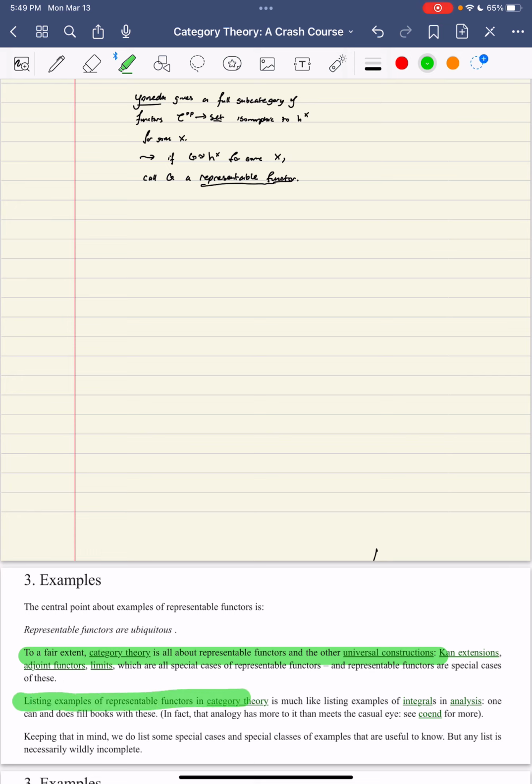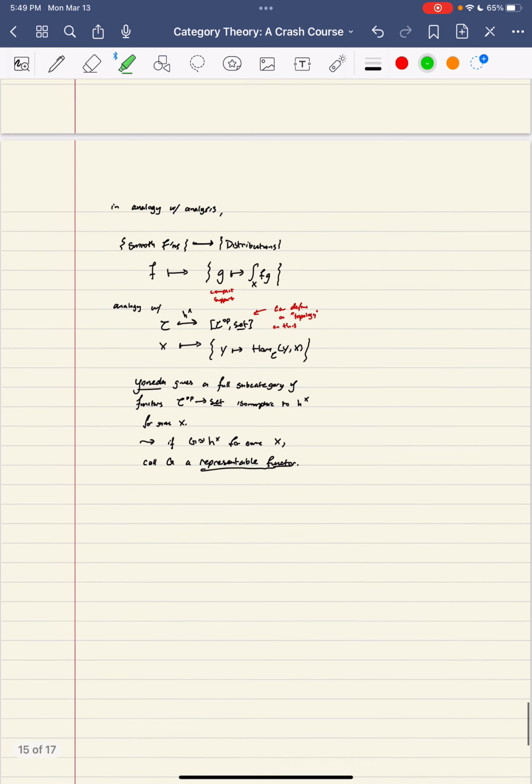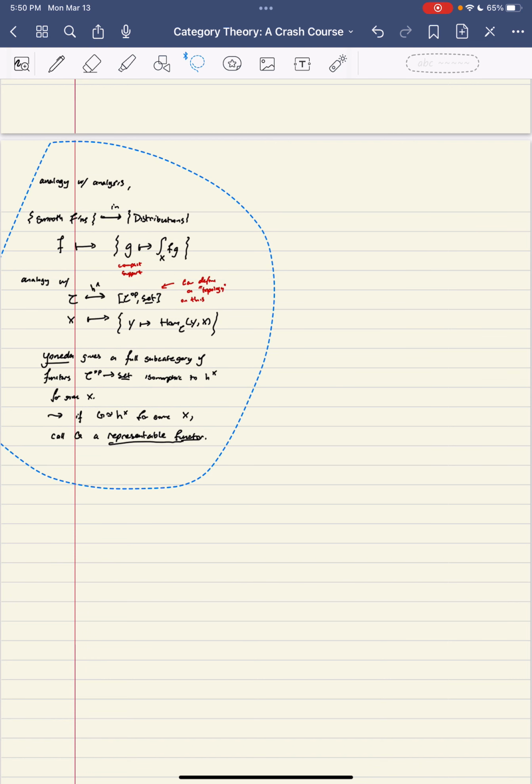And I like another analogy here. Listing examples of representable functors in category theory is like listing examples of integrals in analysis. You can always do so. You can always find more and more to list, and any list you find is always going to be incomplete. There's always something else you missed.